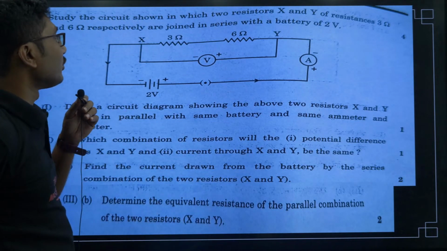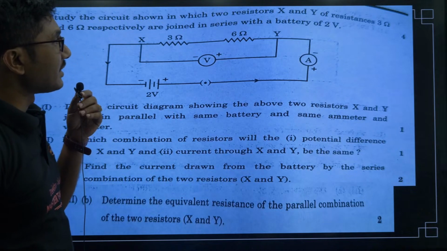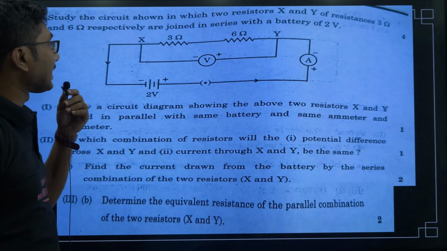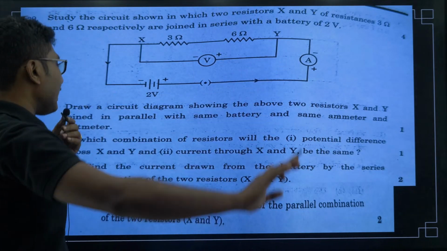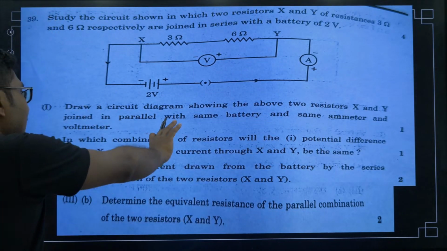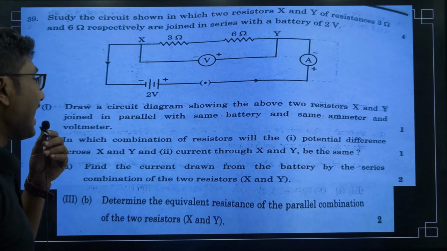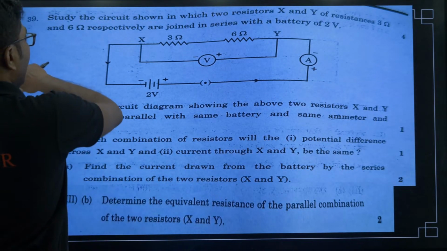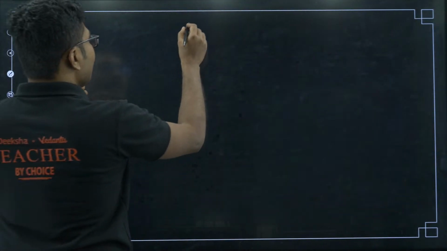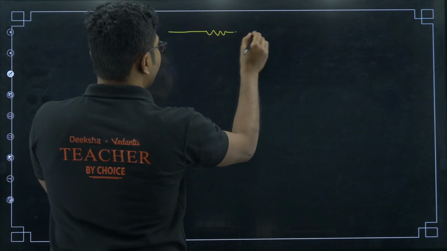Study the circuit shown: two resistors X and Y of resistance 3 ohm and 6 ohm respectively are joined in series with a battery of 2 volt. So everything is given. First, they have asked: draw a circuit diagram showing the above two resistors X and Y joined in parallel with the same battery and same ammeter and voltmeter. So they have asked you to draw a circuit diagram where they are joined in parallel combination.